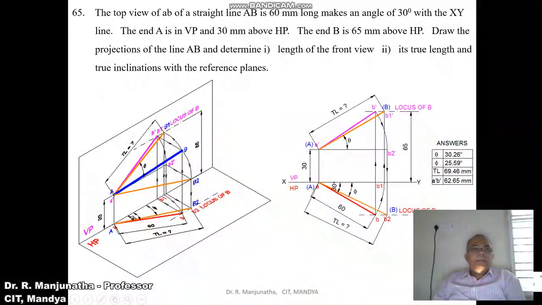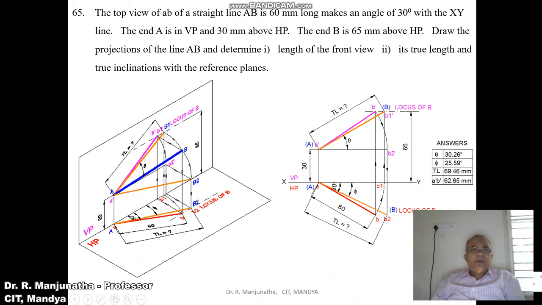The top view of a straight line AB is 60 mm long and makes an angle of 30 degrees with the XY line. End A is in the vertical plane and 30 mm above HP. End B is 65 mm above HP. Draw the projections of the line AB and determine the length of the front view, its true length and true inclination with the reference plane.